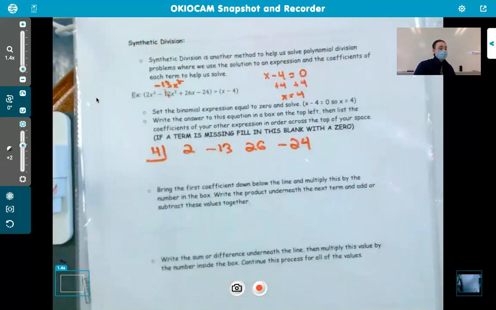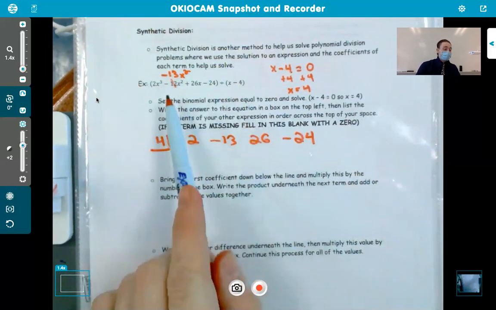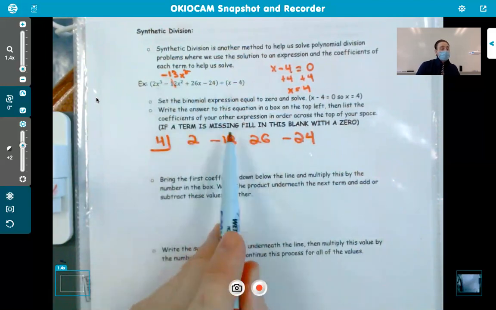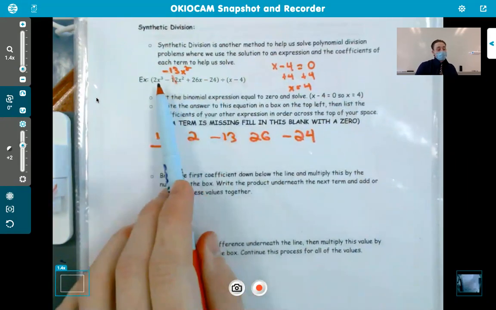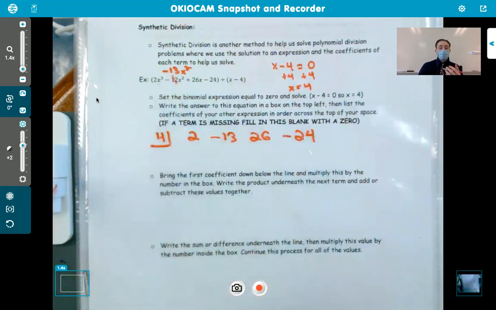One thing that you need to keep in mind, another thing that's bolded there, is if a term is missing in the other expression. So say you only had 2x cubed plus 26x and no x squared term, you would fill in that blank with a 0. Okay. Something that you might see on your homework tonight. If you are missing a term, don't just list them out. Make sure you include a 0 there. Otherwise, you're probably going to make a mistake somewhere along with your simplifying.